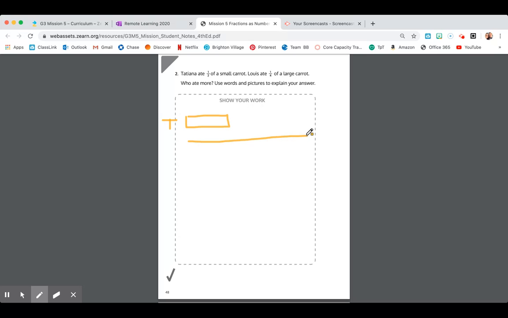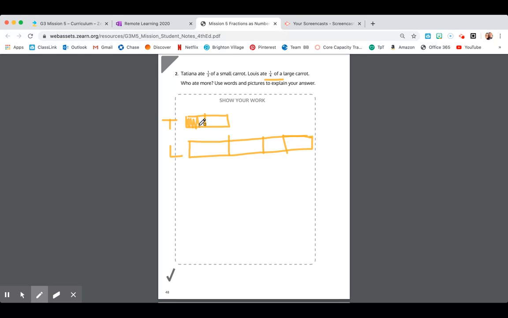And this will be Louis' carrot. And there we go. I've estimated to split it into equal parts. Why did I split Louis into 4 pieces? Well, because he ate 1/4. So 4 equal pieces make up the whole. And I split Tatiana's in half because she only ate one of 2 pieces of her small carrot.